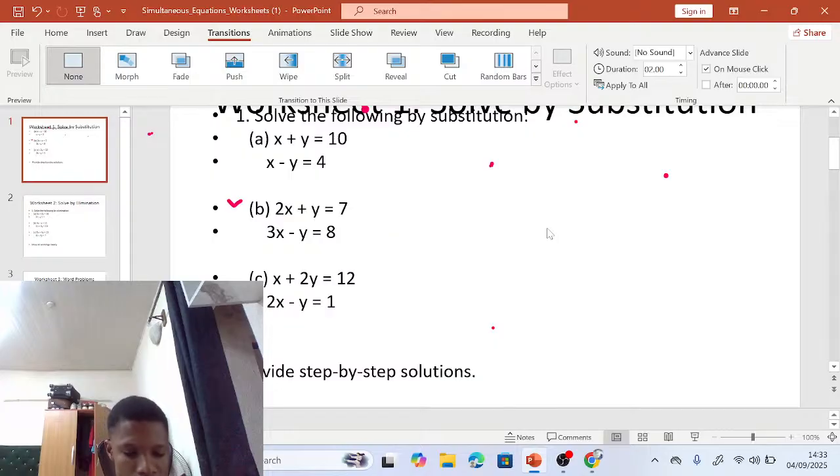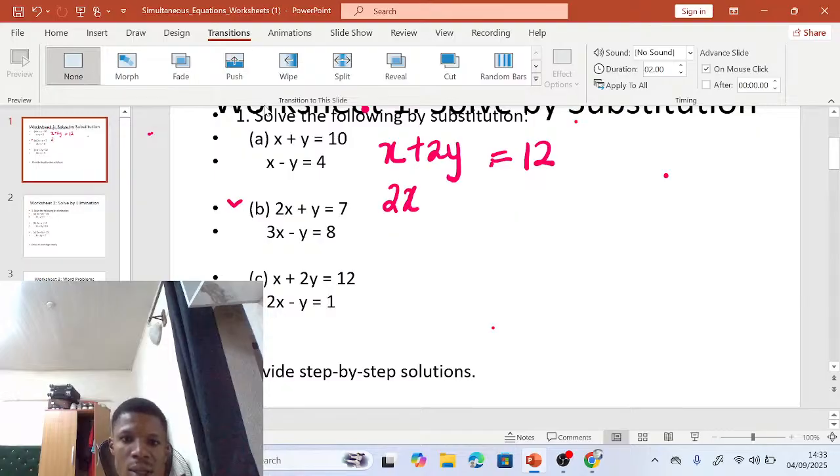Let's know who can solve number 3. In our number 3, we have x plus 2y is equal to 12. Then the second equation says that 2x minus y is equal to 1.